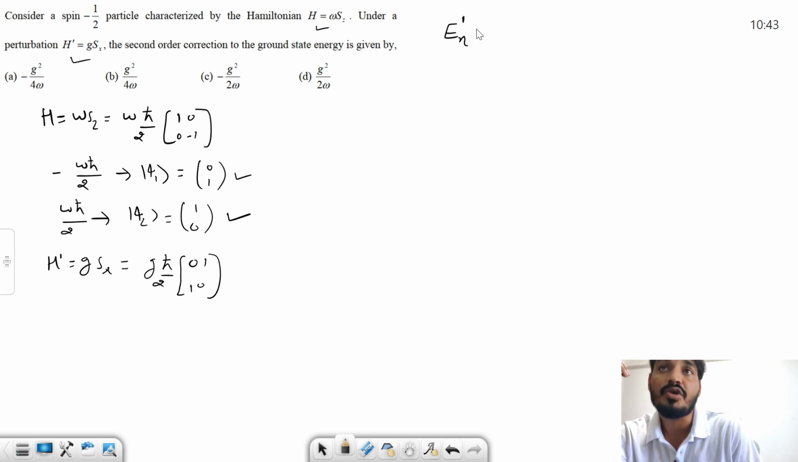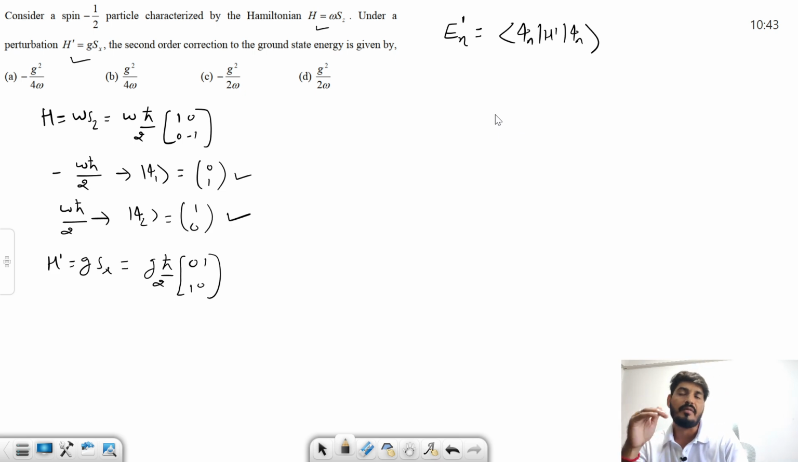First order correction in energy. फर्स्ट ऑर्डर करेक्शन क्या करते हैं हम? phi n H dash phi n. This is the formula for the first order correction. And for second order correction on any nth state, here I am writing any nth state. This is second order correction. So very simple, summation m is not equal to n.